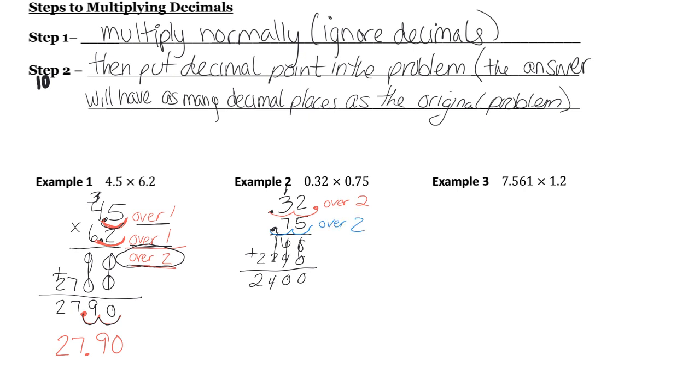So how many times in total did we move over? In total, we went over 4 times. So that means we start at the end here and move it once, twice, 3 times, 4 times. My answer is going to be 0.24, but I always put that 0. So my answer is 0.24.